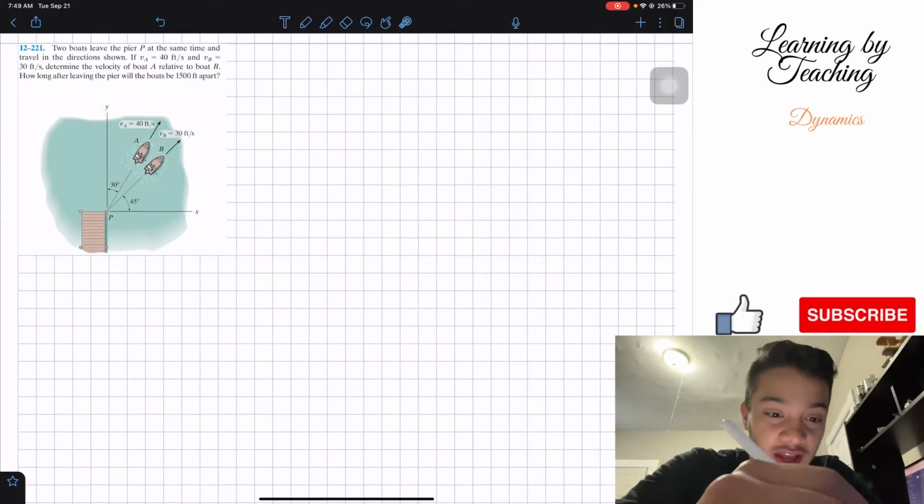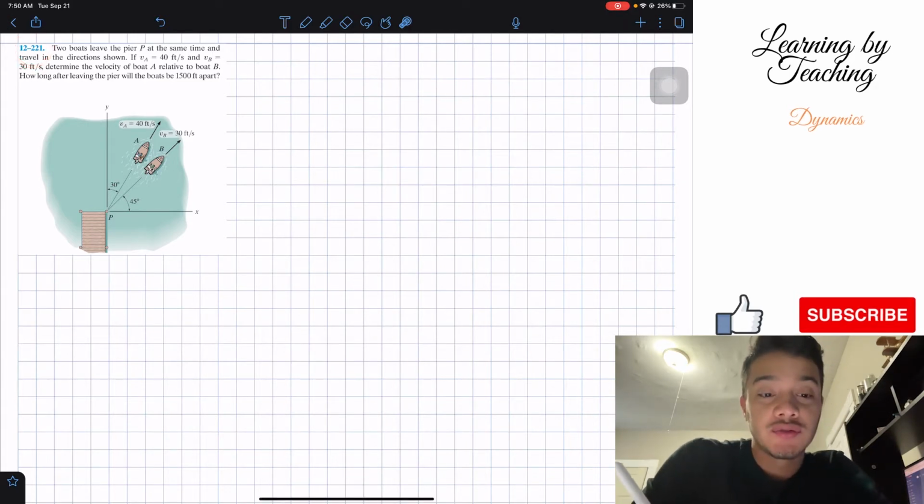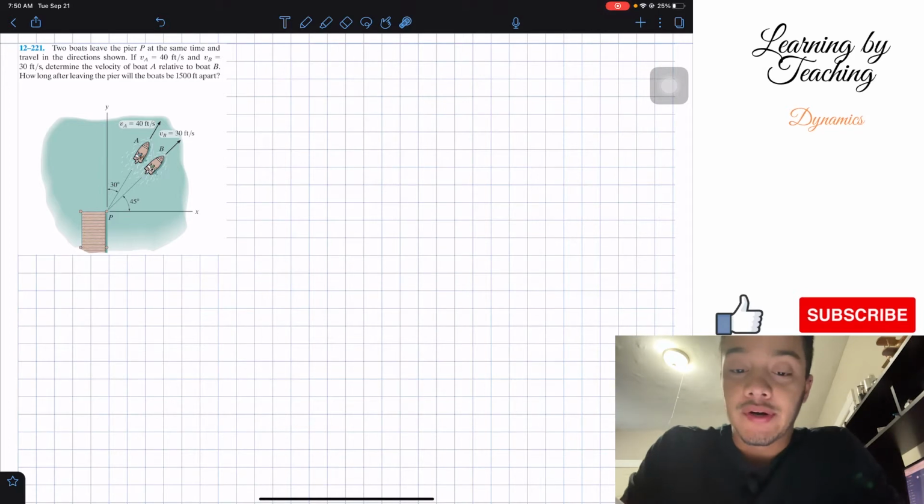Today we're in dynamics and we're going to solve problem 12.221. It says, two boats leave the pier P at the same time and travel in the direction shown. If VA is equal to 40 feet per second and VB is equal to 30 feet per second, determine the velocity of boat A relative to boat B. How long after leaving the pier will the boats be 1,500 feet apart?